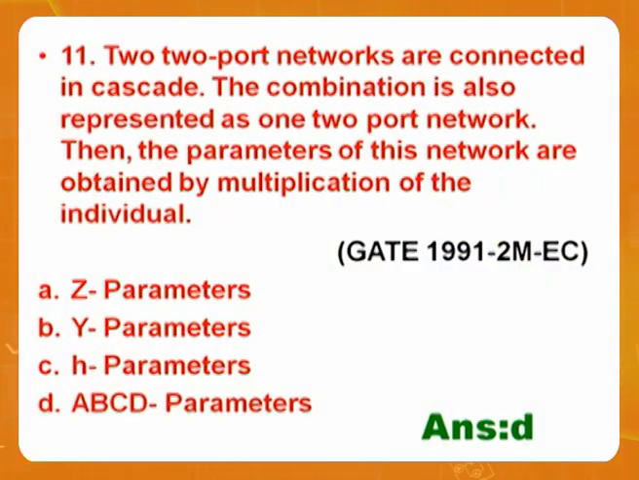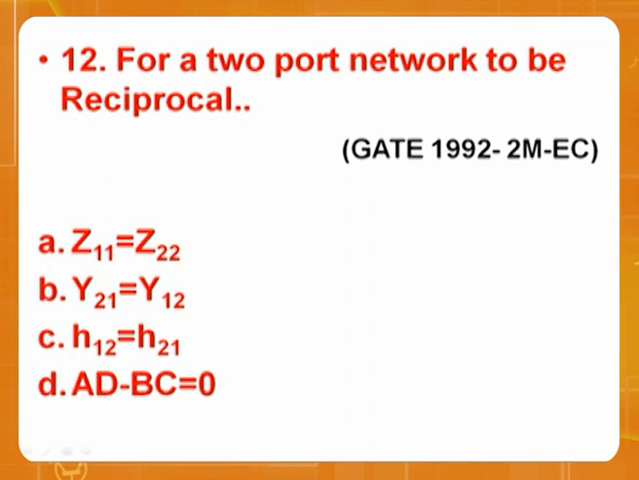Answer is D. 12. For a two-port network to be reciprocal, what is the condition? Z11, Z22, no, this is symmetric. Y21 is Y12, yes. H12, H22, no. AD minus BC, just now we studied reciprocal. This is also reciprocal. This is only for symmetric. So answer is B. So this is how we go for checking all the conditions.